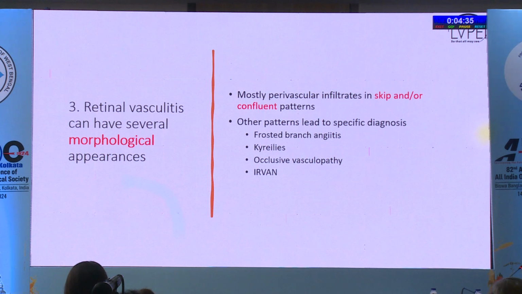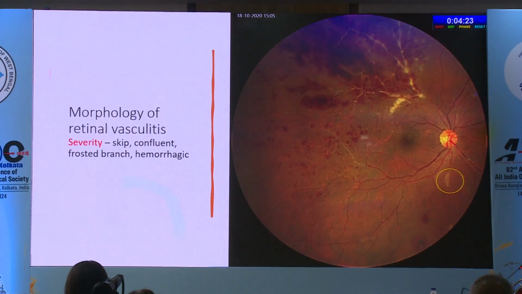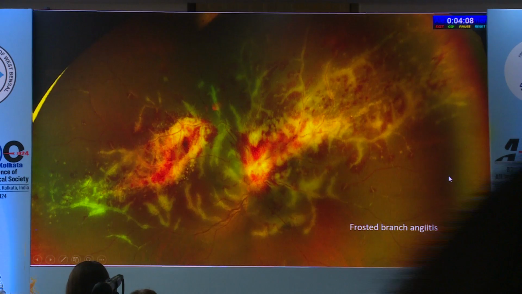You can get skip vasculitis, or you can get a confluent area of vasculitis. Then there are other patterns like frosted branch angiitis, Chiariles vasculitis, occlusive vasculopathy, and IRVAN, and let's go through some of these. So you can see this is a confluent vasculitis, which shows the severity of the inflammation in this patient, whereas in the inferonasal quadrant you see a skip vasculitis, a small area of inflammation.